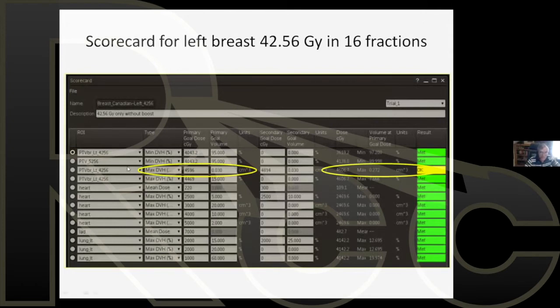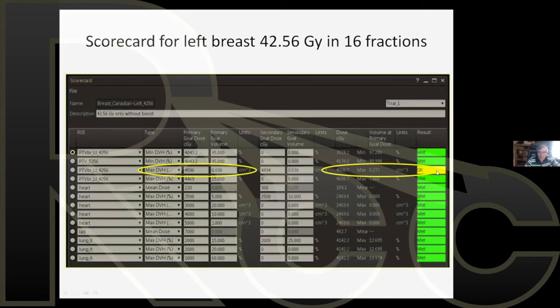Looking at an interesting statistic, we said that we wanted 0.03 cc's to get less than 45.96 gray. That was the 8%. If you bump up the prescription dose by 8%, you get 45.96. We want 0.03 cc's to get that. Unfortunately, we couldn't make that. We had slightly hotter than that. At 45.96, which is an 8% hotspot, we had 0.27 cc's, more than the 0.03.